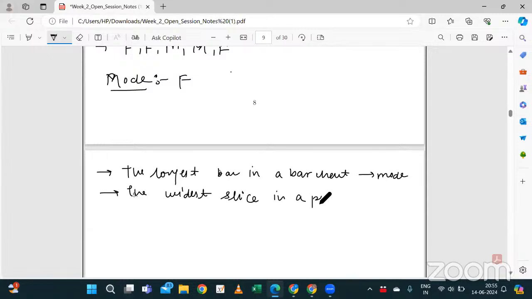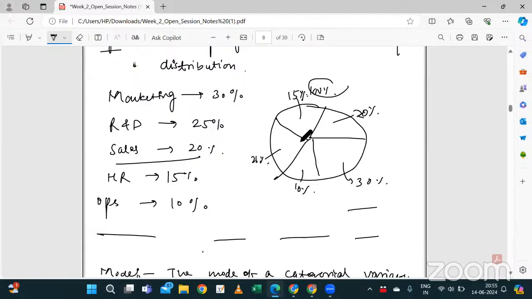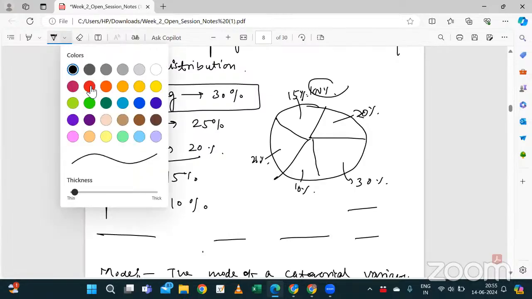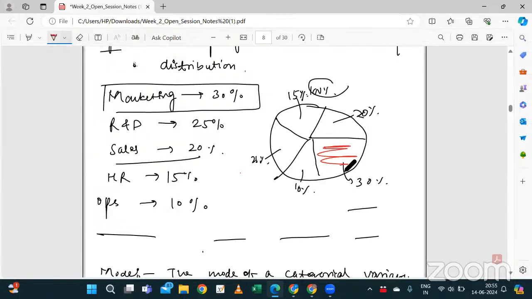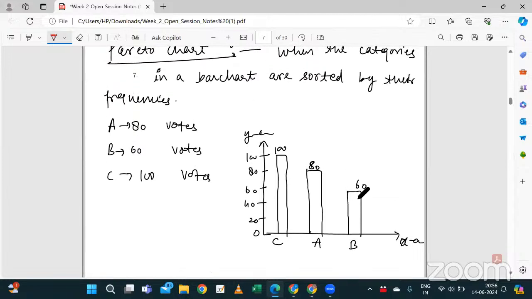Suppose here in this case, what is the mode? The mode will be marketing, because this is the widest slice, the maximum area. So here the mode will be marketing. What if there are three female and three male? I will come to that. If I'm explaining something, please stick to that point.